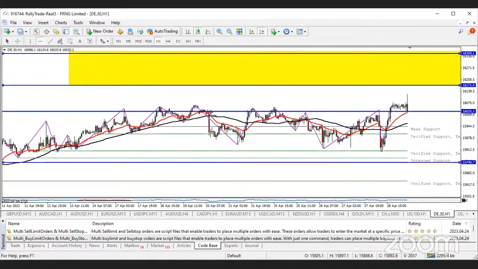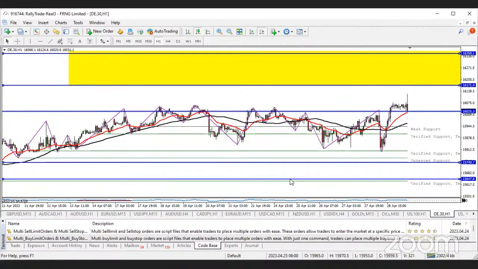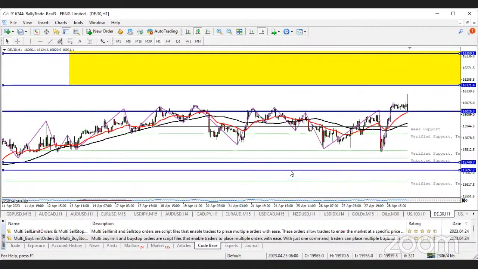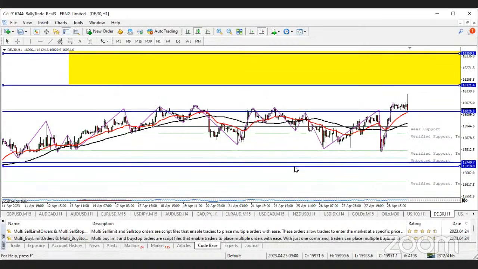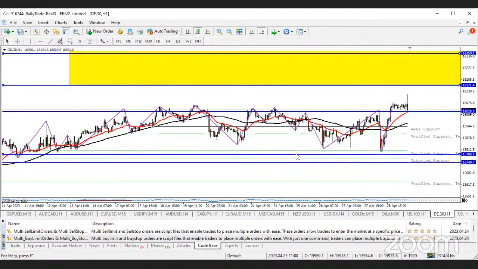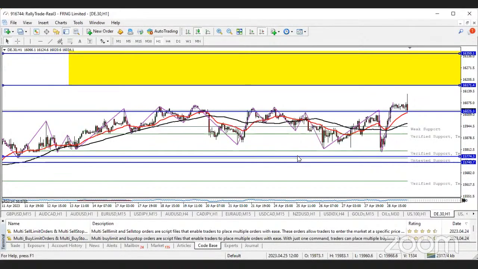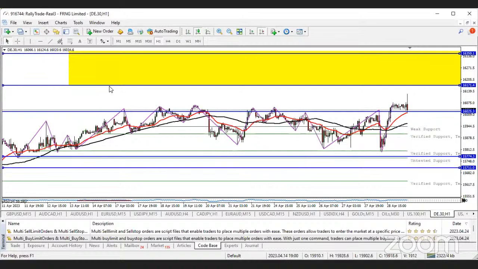That's between 15740.7 and 15640. Yes, if it can break below that verified support, okay, let me use this. Sorry. Okay. Yes, if you get a confirmation candle that it has closed below those points, then you can look forward to a sell trade around this zone.